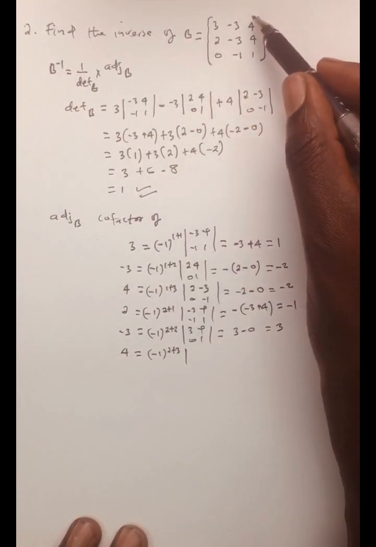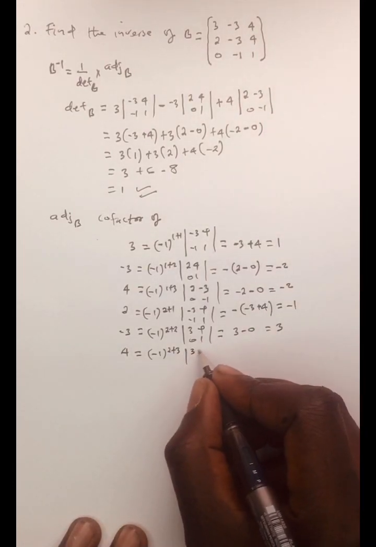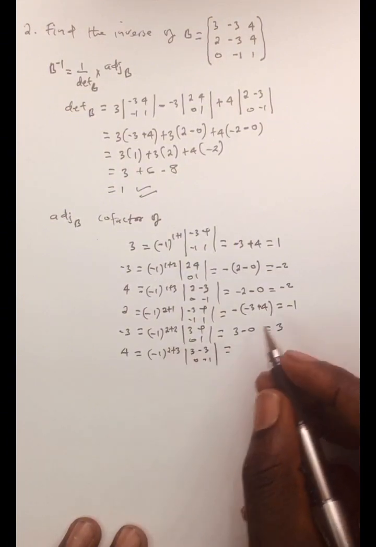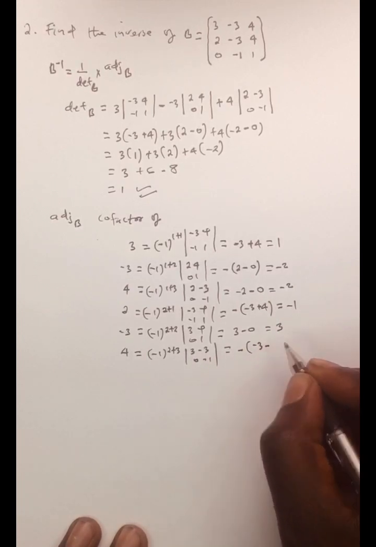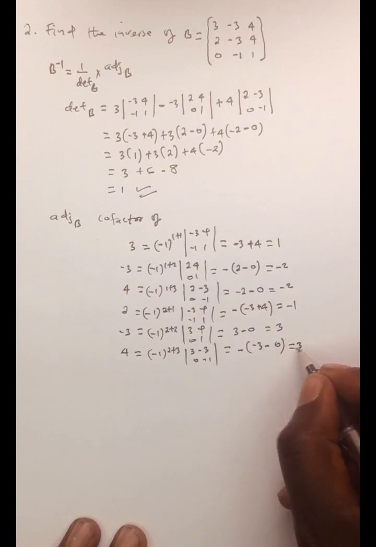Then the cofactor of 4, you have negative 1, so it is in row 2, column 3. When you cover its row and column, you're left with 3, negative 3, 0, negative 1. So since this is odd, you're going to have negative 3 times negative 1, that is negative 3, minus 0. So that is positive 3.